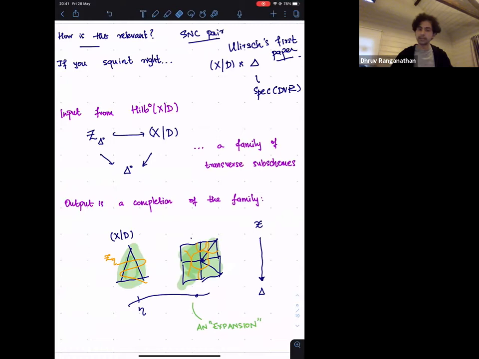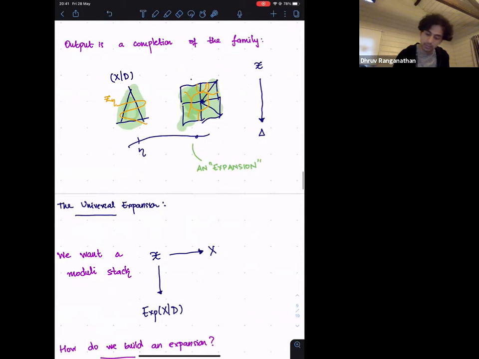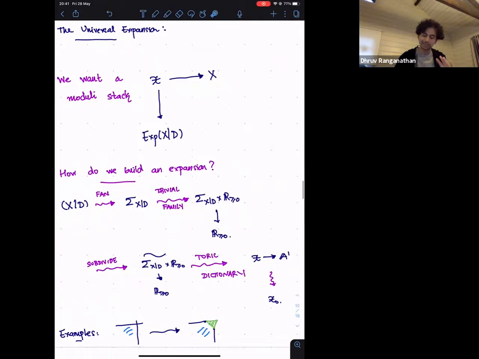So these objects that we get in this way, namely by taking X and crossing it with something like a DVR and then blowing up its strata in the special fiber, those are things that we call expansions, right? And I'll explain what that is a little bit more in a second, okay?